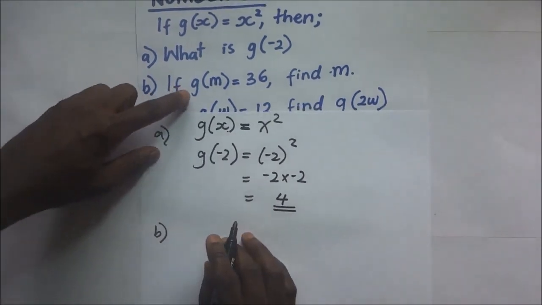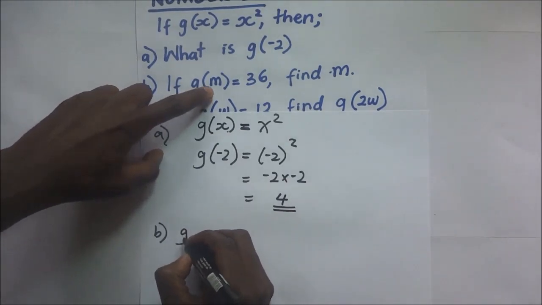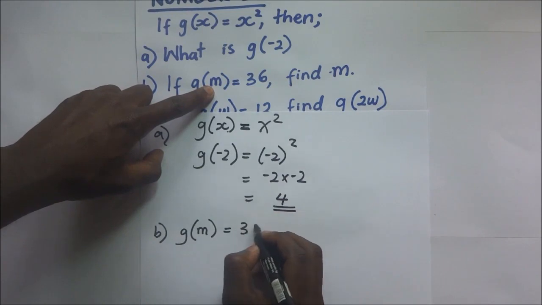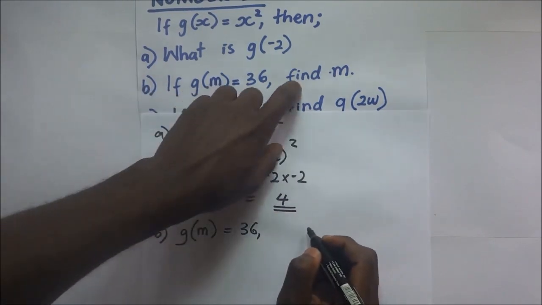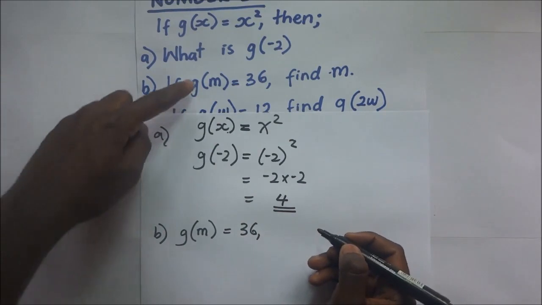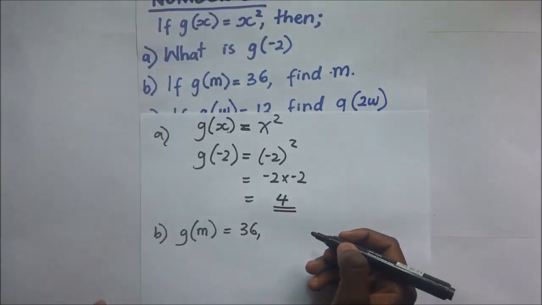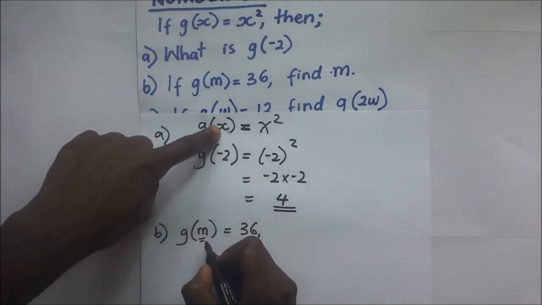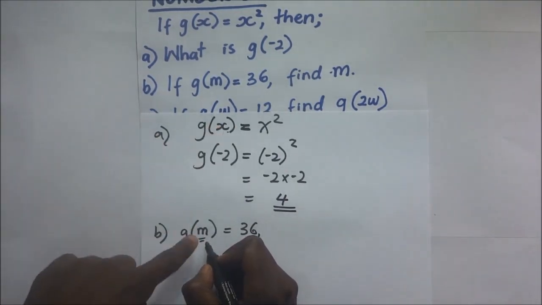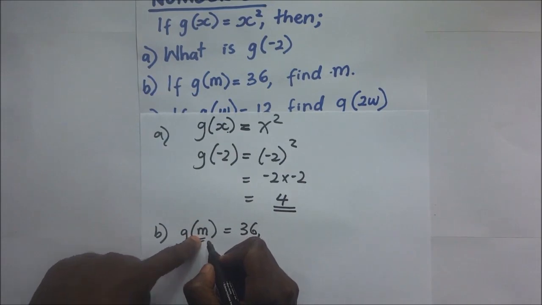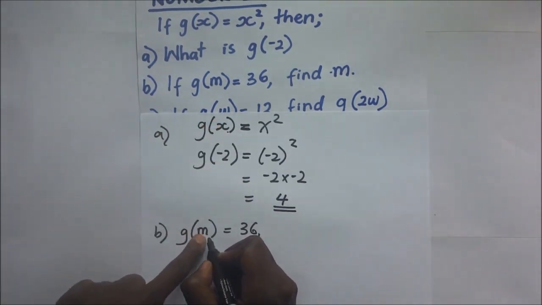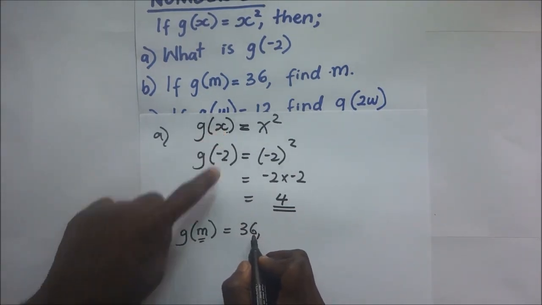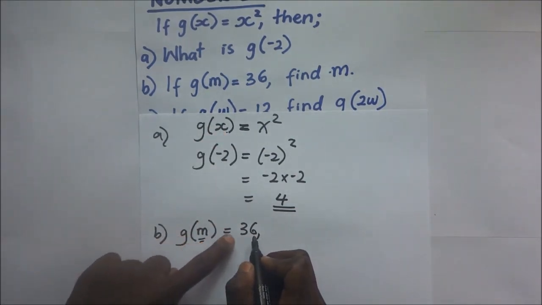Part B tells us that if g, the function g with a variable m, is equal to 36, find the value of m. Remember, all this is in reference to that expression. So our variable has become m. Where there is x, we have put m. In other words, the value of x now is m, and when we put m there, the value of the function is 36.